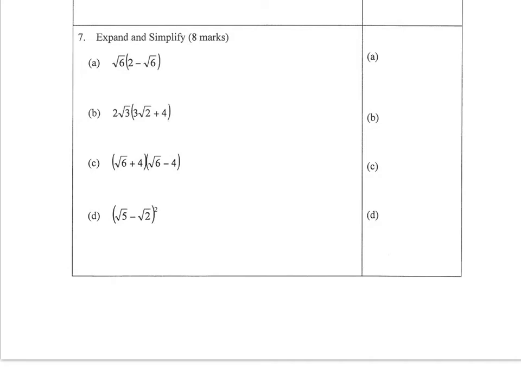Okay, expand and simplify. Okay, rainbows. Root 6 times 2, integer and surd, is 2 root 6. Root 6 times root 6 is 6, and there is a minus. Unlike terms, so that's it. Okay, B. Do integers first. 2 threes are 6. Root 3 times root 2 is root 6. 2 times 4 is 8, and you have root 3, and there is a positive.